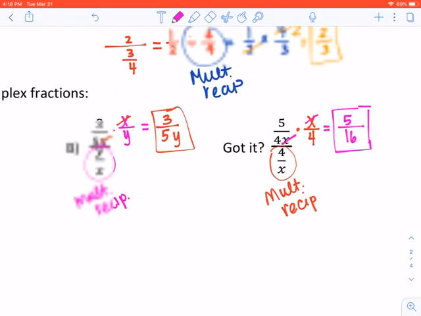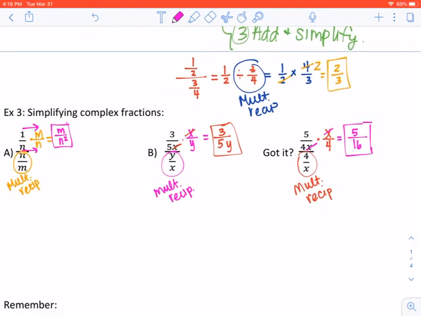And those are complex fractions. Okay, complex fractions, fractions inside of fractions, and we multiply by the reciprocal. That's how we do it. And that's the end of our section, okay? Again, we're just keeping it simple. We're not in a classroom, so we're just trying to keep it as simple as possible.